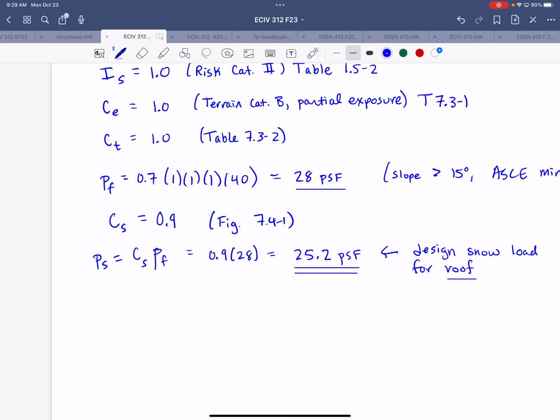So that would be, if it's just general for a floor, you don't do any reductions, you just find the value from the table and report that, right? So that's your design live load for a floor. Because remember, reductions for live loads are on a case-by-case basis, like one element at a time. You can't reduce something for the entire floor.